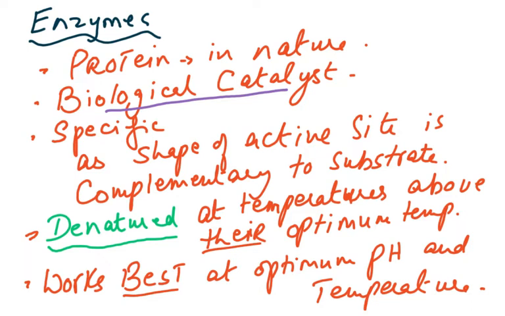And they're denatured at temperatures above their optimum. Every enzyme has its own optimum, so it will be denatured at temperatures above the optimum of that enzyme. If the optimum of that enzyme is 37, it will be denatured at 50. If the optimum of that enzyme is 90, it will probably be denatured at 110. And they work best at an optimum pH and an optimum temperature.